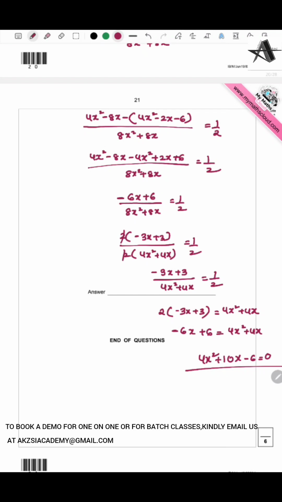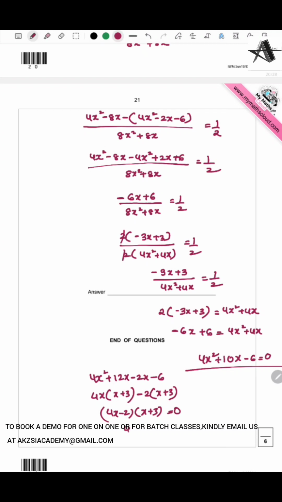This is a quadratic equation that we have to solve. We can do it by the factorization method. We have to find two numbers whose product is equal to 4 times negative 6, that is negative 24, and whose sum is equal to 10. Those two numbers are 12 and negative 2. Splitting the middle term, 4x squared plus 12x minus 2x minus 6. Here taking out 4x as common, it will be (x plus 3). Here taking negative 2 out as common, (x plus 3). Factors are (4x minus 2) times (x plus 3) equals 0.